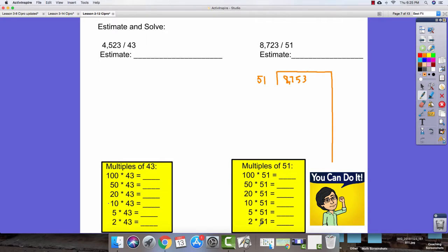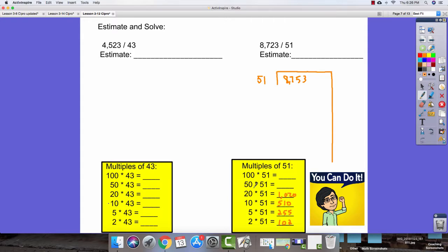2 times 51, just real quick, work that out, get 102. And then before I would do anything up here, I would keep going. So 5 times 51, and I would get 255. And then 10 times 51, okay? 51 times 10, anything times 10 is easy. That's 510. And then 20 times 51. If you know 2 times 51 is 102, just append 0. 20 times 51 is 1,020.